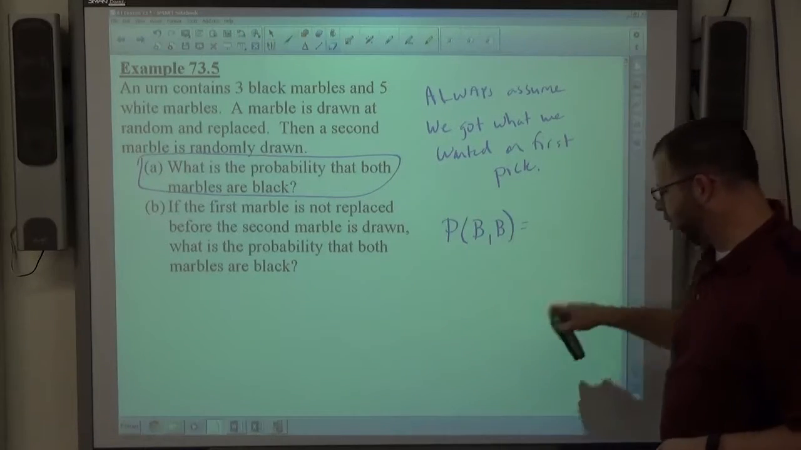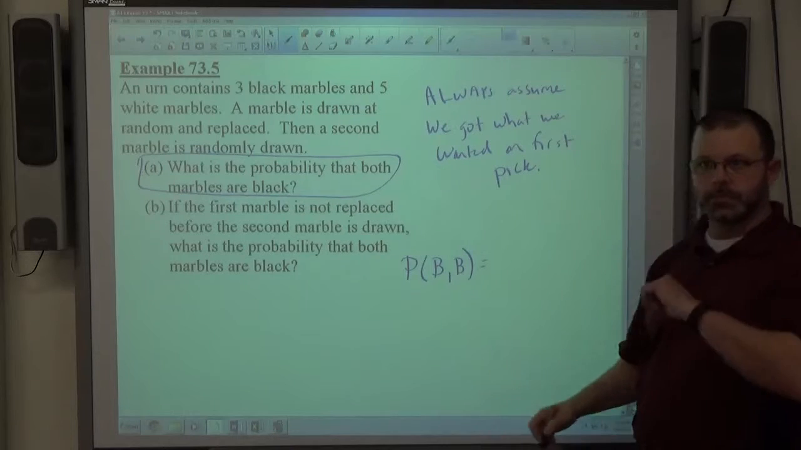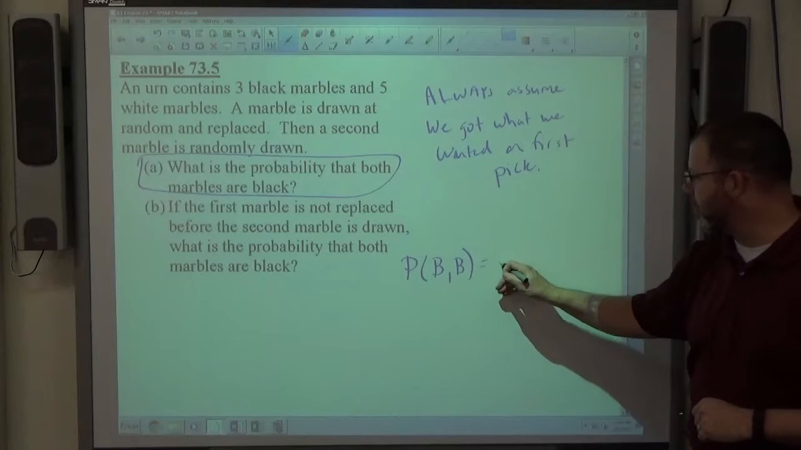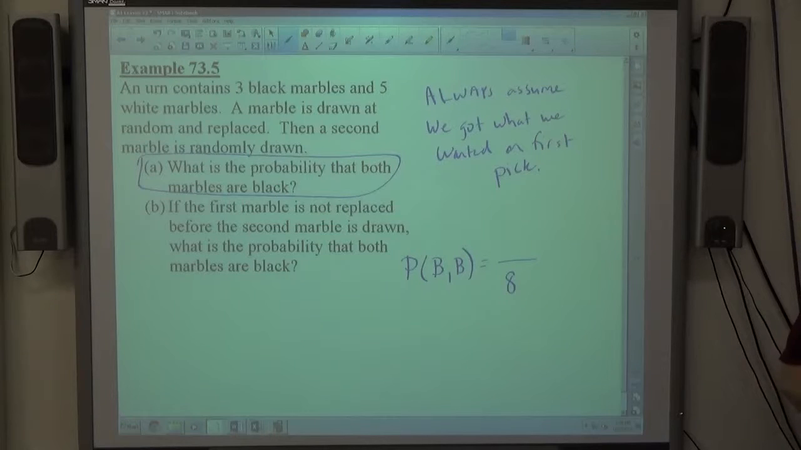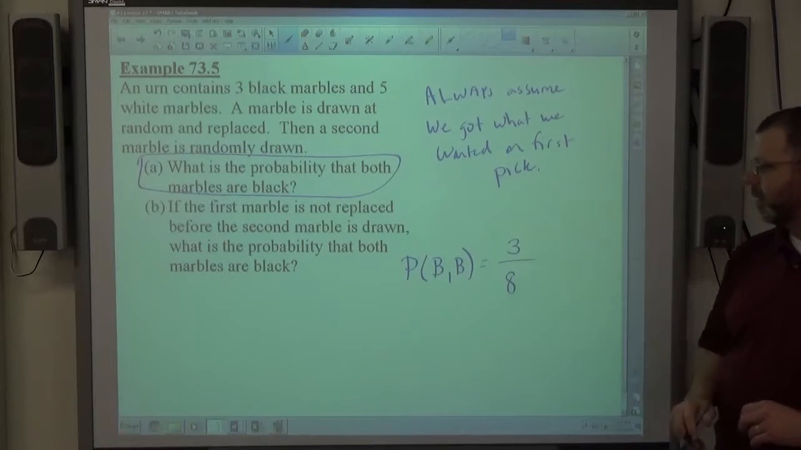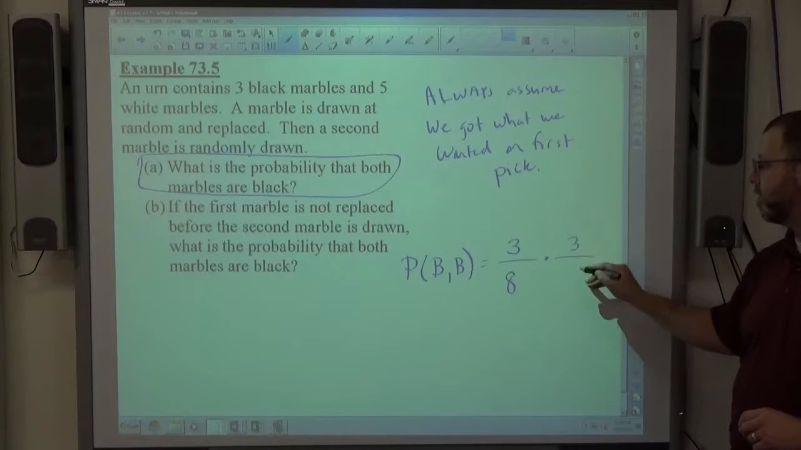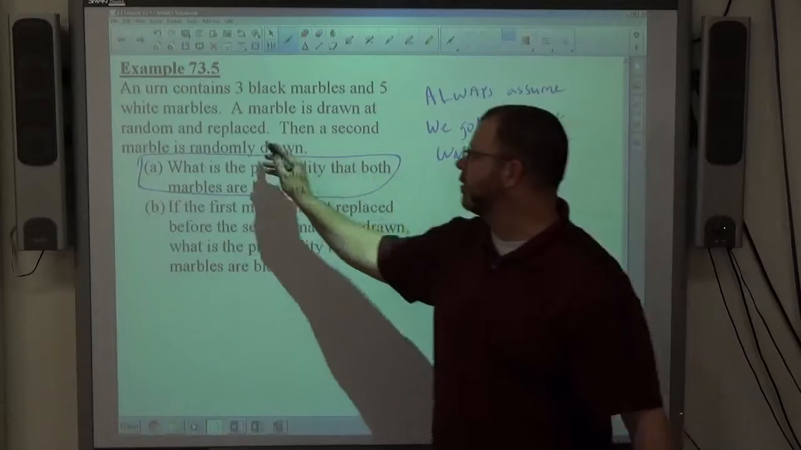Does anybody recall how to do multiple pick probability? Parker? Take how many marbles and you add them up, and that's the bottom bracket. Okay, so how many marbles go on the bottom, Parker? 8. And 3 on the top. 3 on the top. And you multiply by the same fraction. Okay, and we're multiplying by the same fraction because in part A it's telling us we want the probability that both are black and we're replacing.